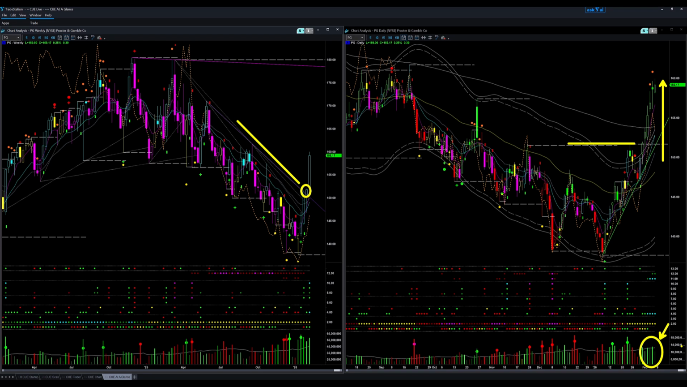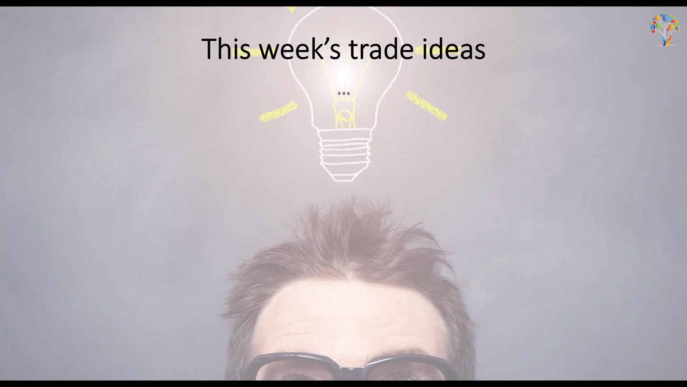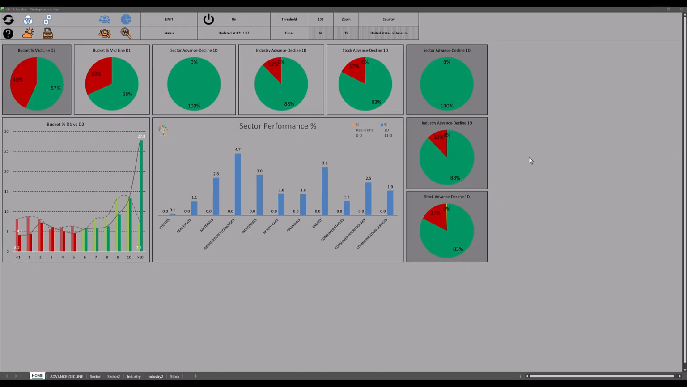Once again, a Q-trade setup that I analyzed and suggested before knowing the results ended with a nice profit. You are getting used to it, isn't it? This week's trade ideas.